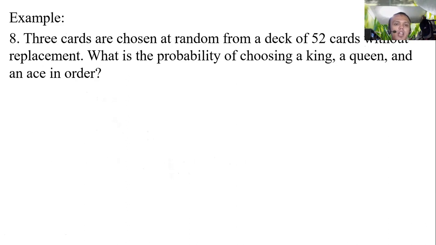Another one. 3 cards are chosen at random from a deck of cards without replacement. What is the probability of choosing a king, a queen, and an ace in order? Okay? Now, without replacement, meaning to say, this one is an example of dependent event. So, unahin natin yung number of events for king.